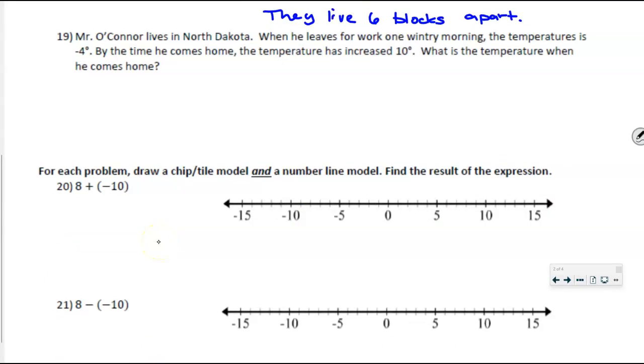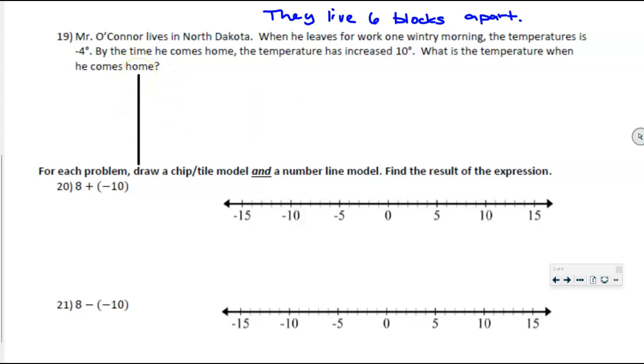On number 19, we have to be careful about the words. It says, Mr. O'Connor lives in North Dakota. When he leaves for work one wintry morning, the temperature is -4 degrees. By the time he comes home, the temperature has increased 10 degrees. What is the temperature when he comes home? The problem that students had with this similar problem on the test is the temperature has increased 10 degrees. Keep in mind what those words mean. It doesn't say it has increased to 10 degrees. It means it started at -4 degrees and it has increased 10 degrees from there.